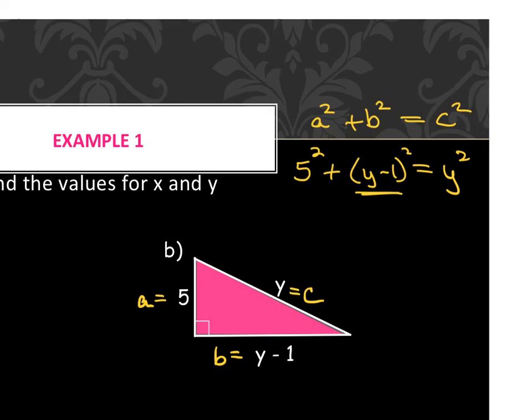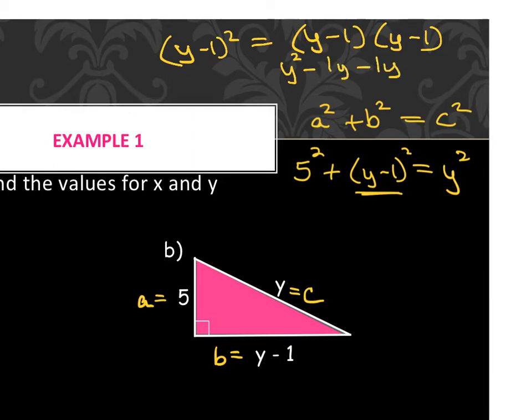So really, this middle term, the y minus 1 squared, really means y minus 1 times y minus 1. I'm going to FOIL it. Y times y is y squared. Outside gives me 1y. Inside gives me 1y. And last gives me plus 1. I'm going to add the two middle terms, and I get negative 2y. So now let's go ahead. This is what I get when I square that middle thing.